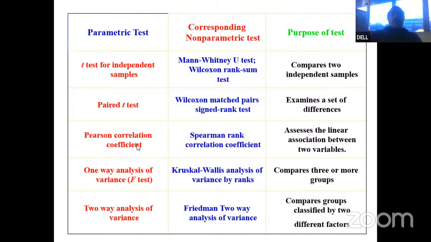For correlation, the rank correlation coefficient assesses the linear association between two variables. For one way analysis, the F test corresponds to the Kruskal-Wallis test, which compares three or more groups. In the parametric case, for more than two groups, we have to apply the one-way classification, whereas in non-parametric we have to use the Kruskal-Wallis. So for your research purpose, depending on whether your data relates to this case or this case, the relevant test procedure we have to apply.